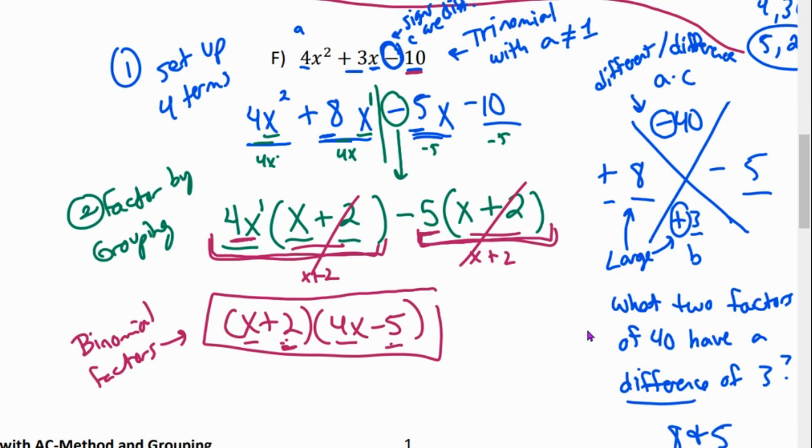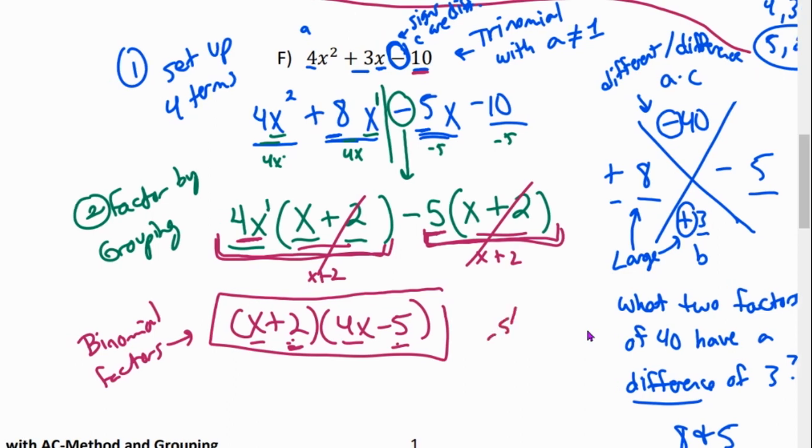The middle term comes from your outside and inside. So if we were to multiply our outside terms together, we would get negative 5x. If we multiplied our inside terms together, we would get that positive 8x. Combined would be a positive 3x, which is our middle term. So we just checked our answer. So you can do that on your own to check your answer. Make sense?